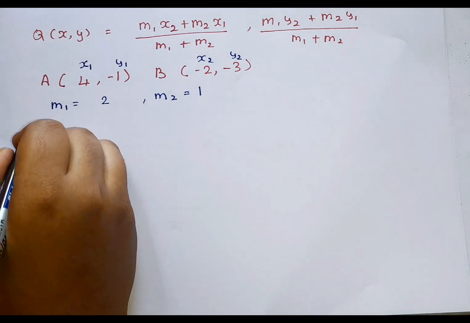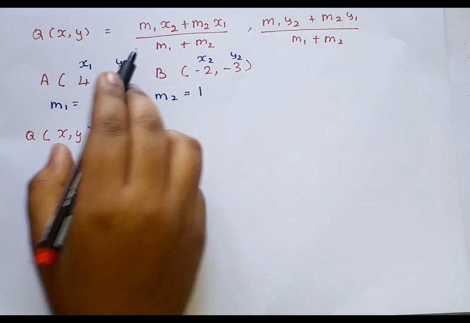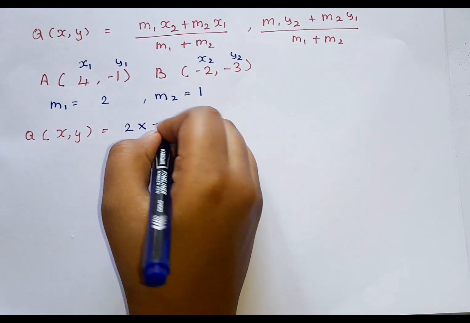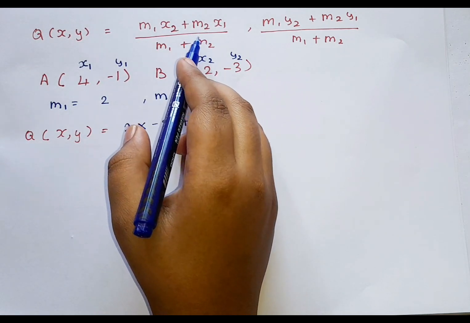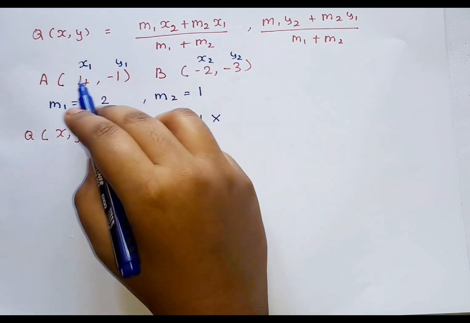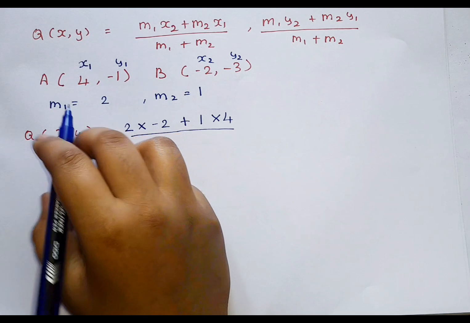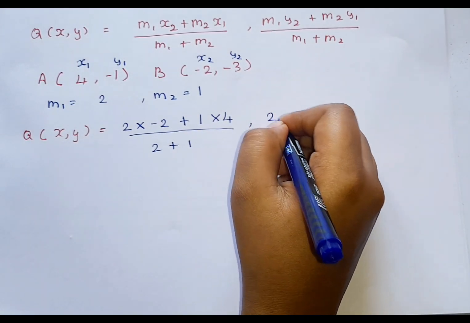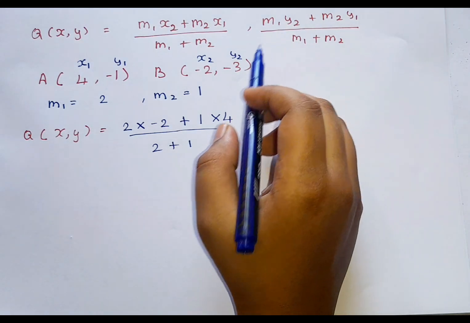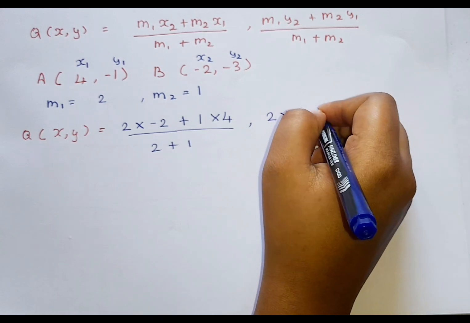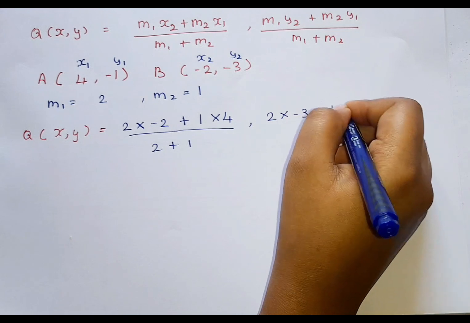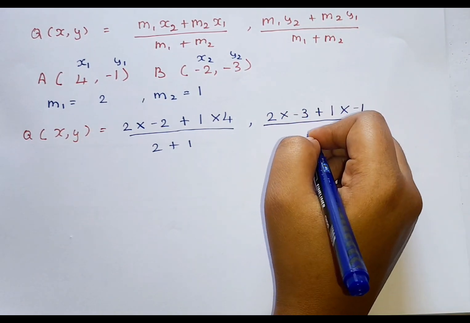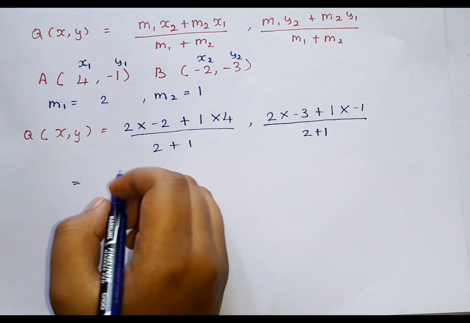So Q(x, y) is equal to m1 value 2 into x2 value -2, plus m2 value 1 into x1 value 4, divided by m1 plus m2, that is 2 plus 1, comma, m1 value 2 into y2 value -3, plus m2 value 1 into y1 value -1, divided by m1 plus m2, so 2 plus 1.